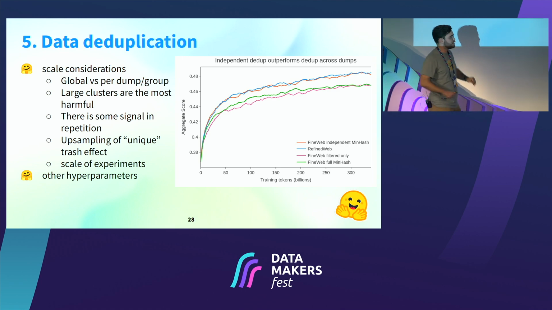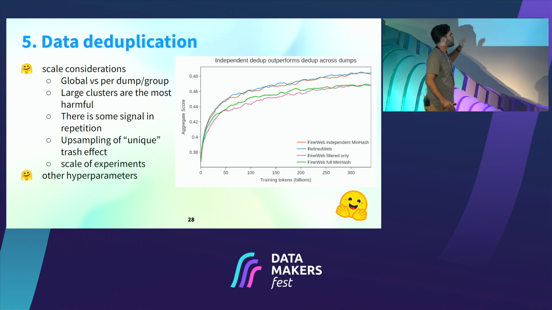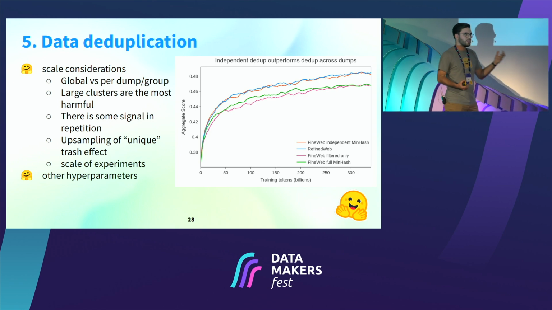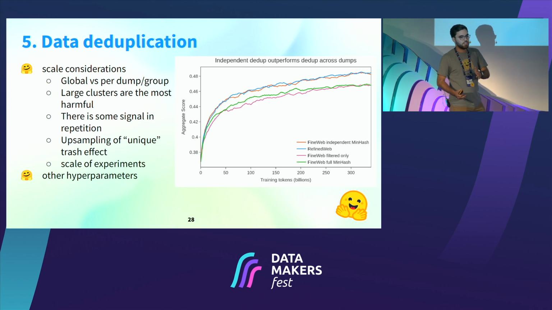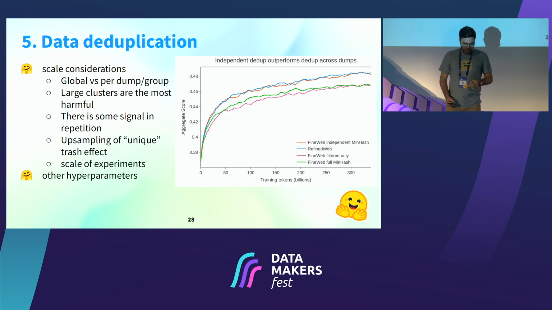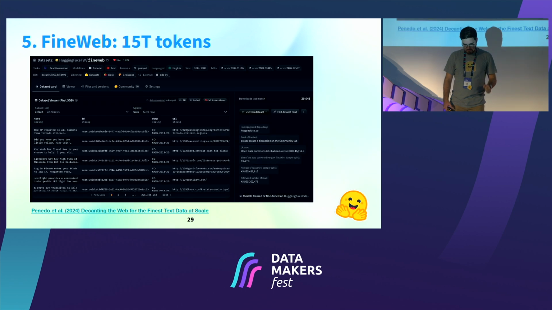And there are some other considerations, like should you deduplicate your entire dataset, or should you do it one month at a time of Common Crawl data? Because there might be some signal, like pages that are crawled every single month might be better. So maybe there's some signal you lose by doing all this aggressive deduplication. And obviously there are other hyperparameters you can tune on this sort of thing.